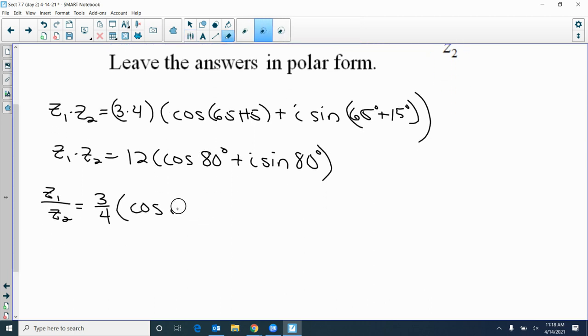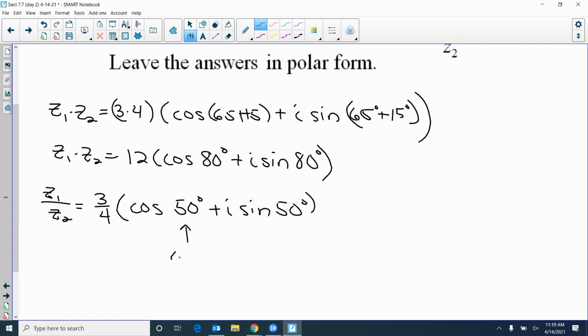I'm just going to subtract it. Was that 50 degrees? 50 degrees plus I sine of 50 degrees. So that's 65 minus 15. 65 minus 15. Okay, for that.